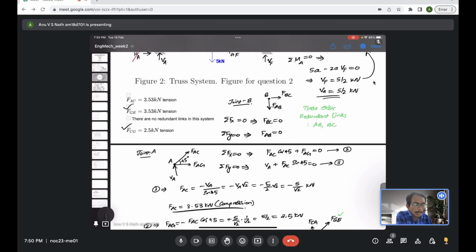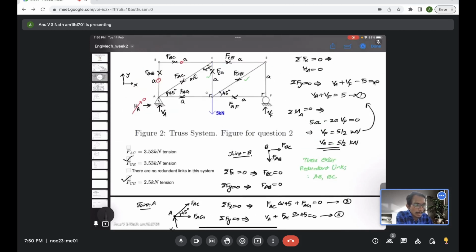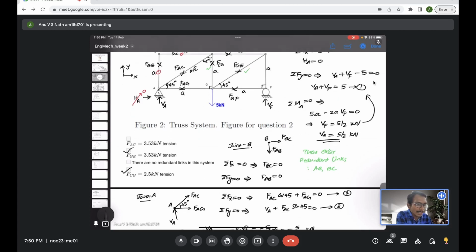So the third option, there are no redundant links in the system. There exist redundant links, right? You can see AB and BC are zero force members, so they are actually redundant. So option C is wrong. Option A, we already saw FAC is 3.53 only, but it's compression. So option A is also wrong. So only the second and fourth options are correct. So any question? So we have completed this question. Any doubt in this?